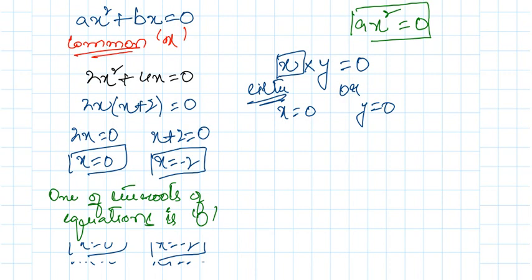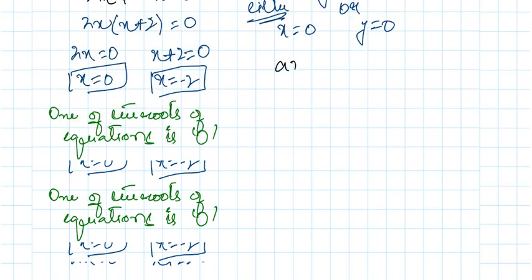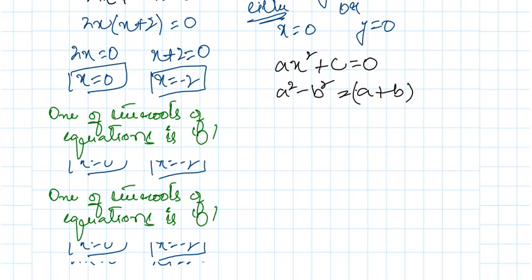Second type is in which there is no linear term. So of the type ax square plus c equals to 0. In such case, if possible we can use the formula a square minus b square is equal to a plus b and a minus b, or we can take the square root. Let's solve an example.